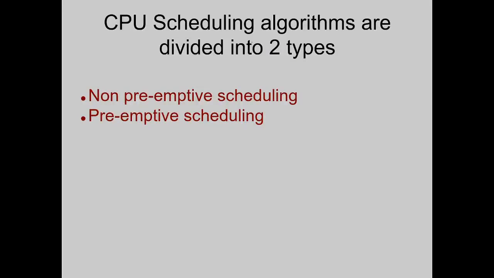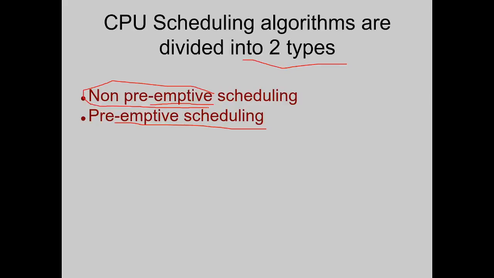As we know, CPU scheduling algorithms are divided into two types: non-preemptive scheduling and preemptive scheduling. We already studied this in the previous topic. We also saw the differences between these. All the scheduling algorithms are based on non-preemptive and preemptive scheduling. So what is non-preemptive scheduling?